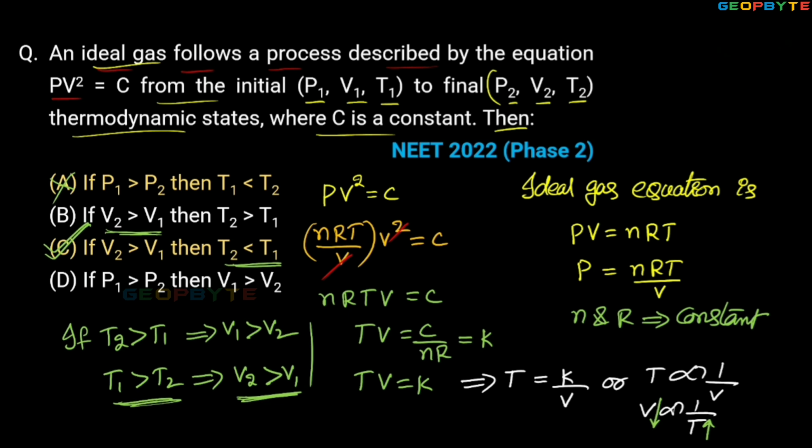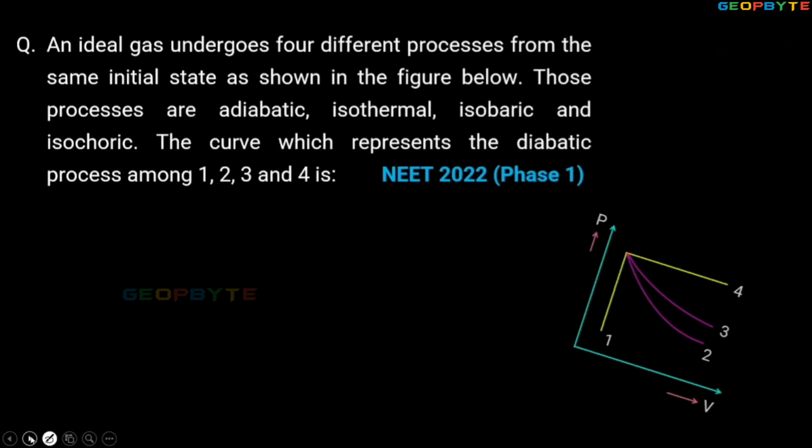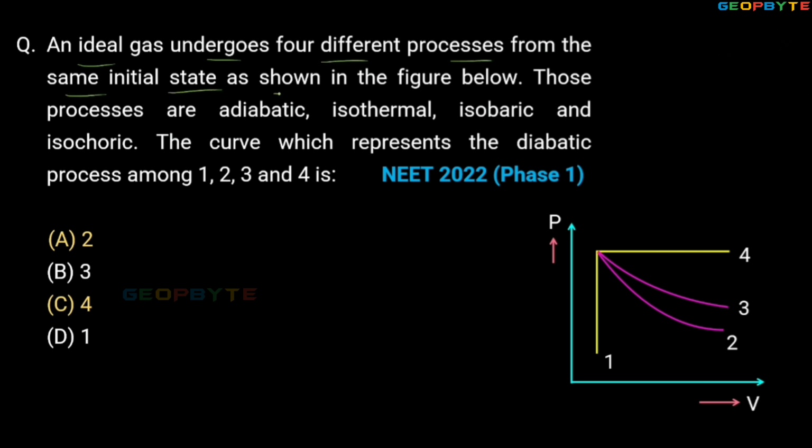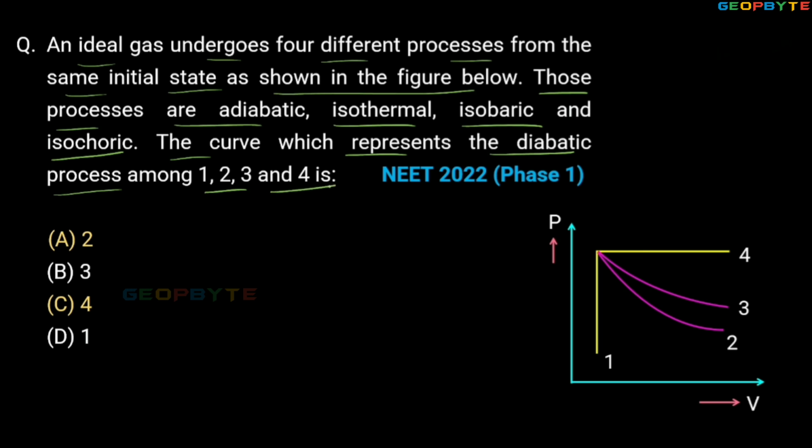Understood clearly? Yes. Similarly, let us take another important question. Try to read it. It is asking like this. An ideal gas undergoes four different processes from the same initial state as shown in the figure. Look at the figure. Those processes are adiabatic, isothermal, isobaric, and isochoric. Here, isobaric means constant pressure, isochoric means constant volume. The curve which represents the adiabatic process among 1, 2, 3, and 4 is?